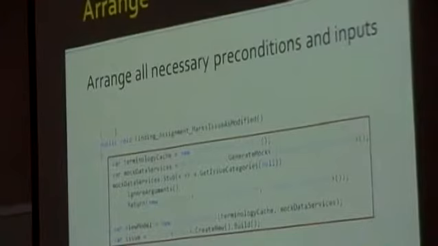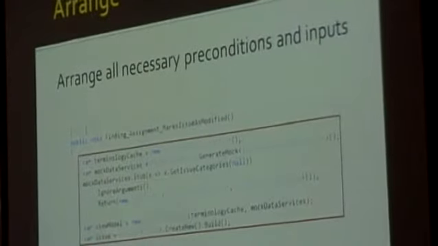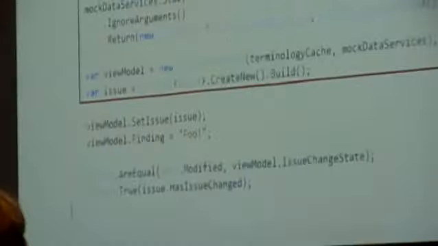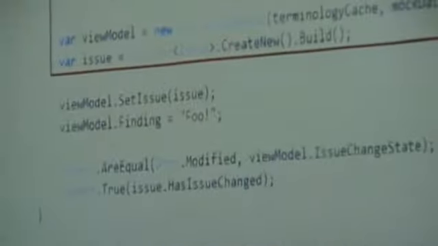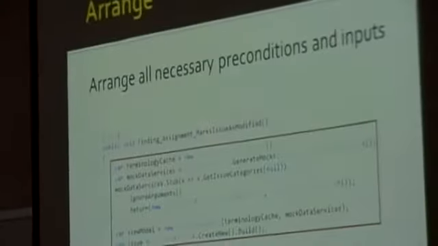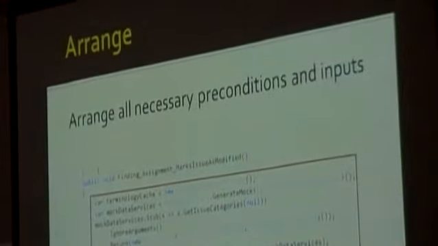But first, the arrange. You want to arrange all the necessary preconditions for the thing you're testing. I've highlighted that in red here. So we've got our issue view model here. It depends on this terminology collection class, and it depends on some data services. So we need to set those up first. I'll go into the semantics here of this generate mock a little bit later. Then we create our view model, and we also need to assign an issue in that view model. So we need to build one up real quick.